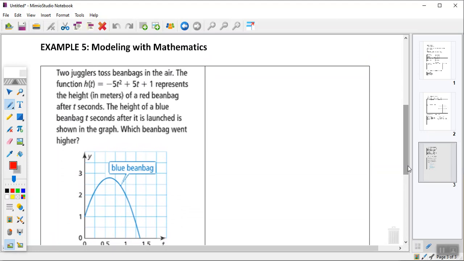All right. Example 5 is titled Modeling with Mathematics. So, I guess what I would ask is this. Do I have a volunteer that would like to read that for me?